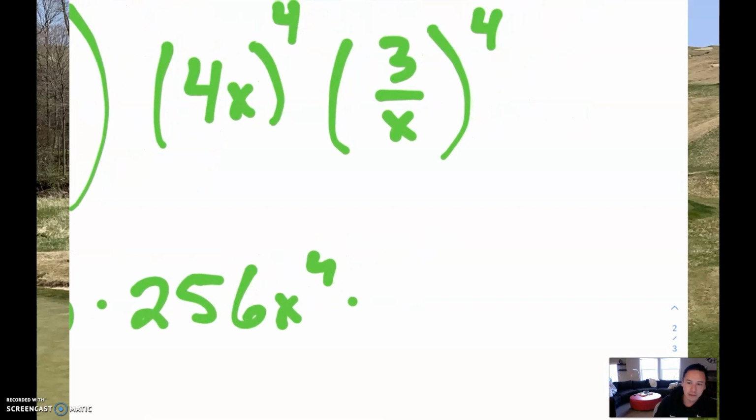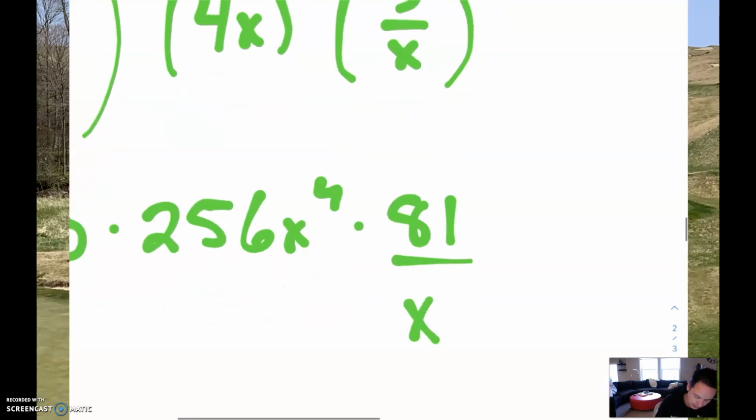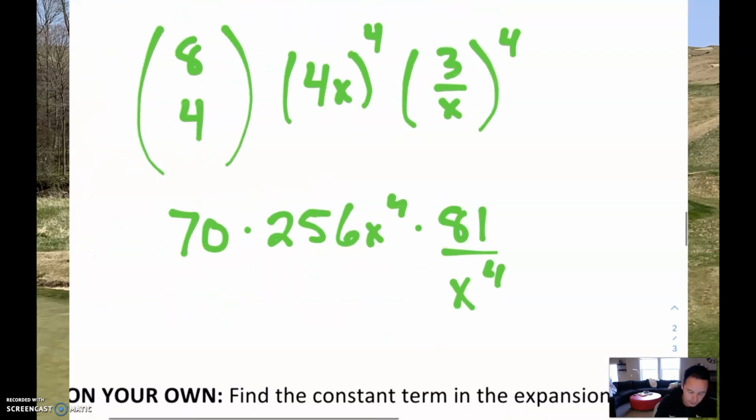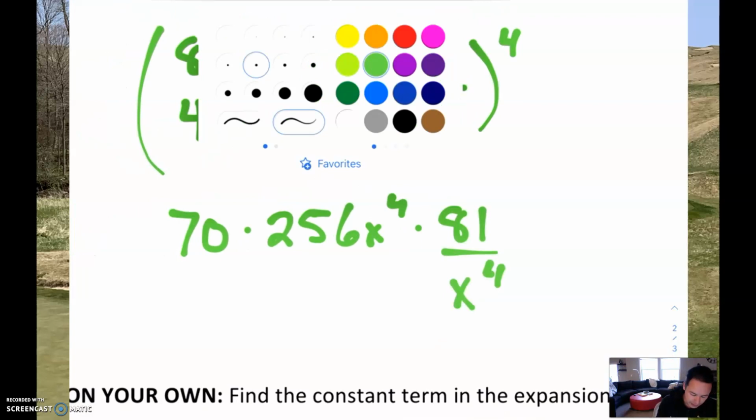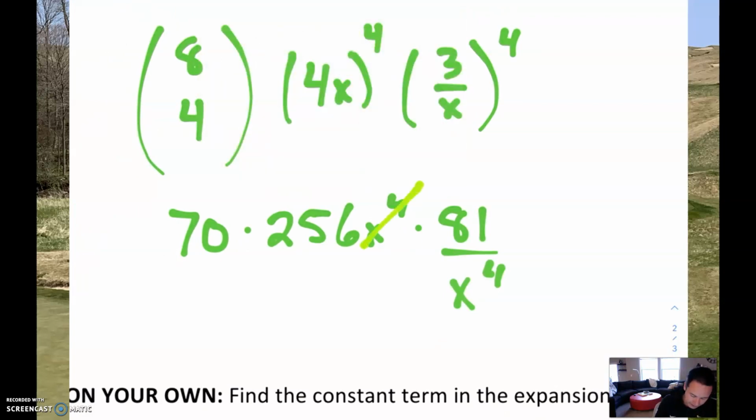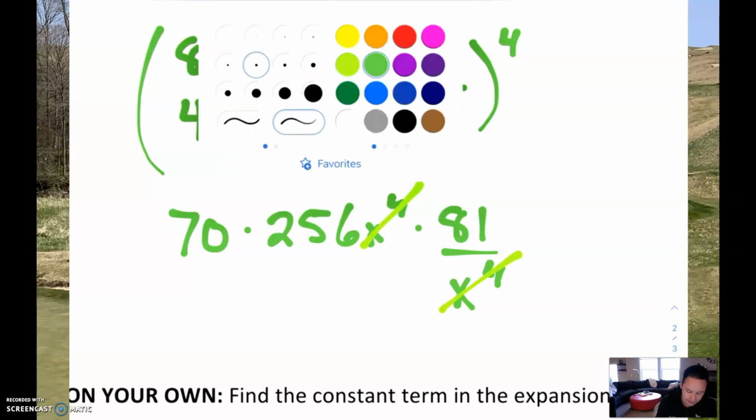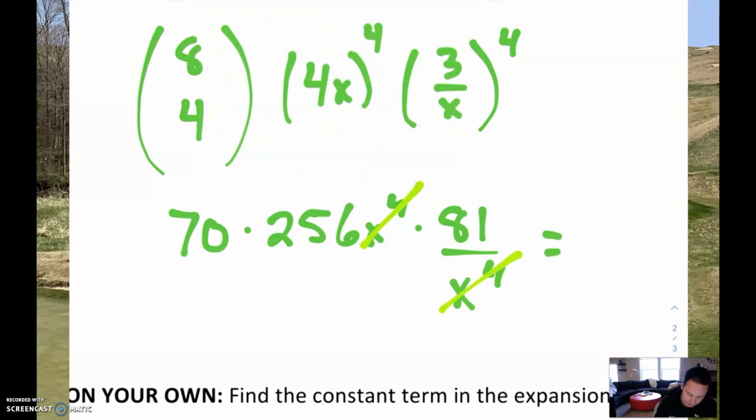And for this last one, we have 3 to the 4th gives you 81. And then on the bottom, it will be x to the 4th. So you'll notice here, what happens is this x to the 4th and this x to the 4th end up canceling out, leaving you no more variables. And that's why you're left with the constant term.